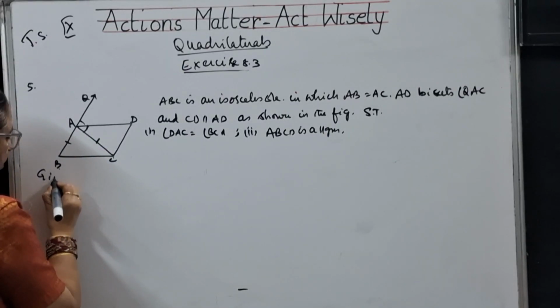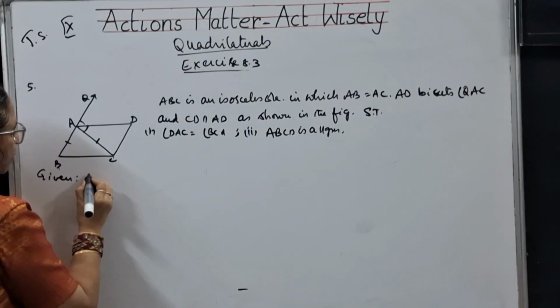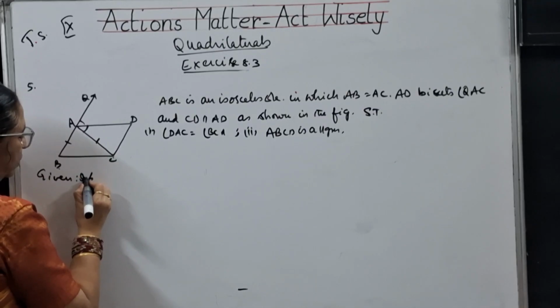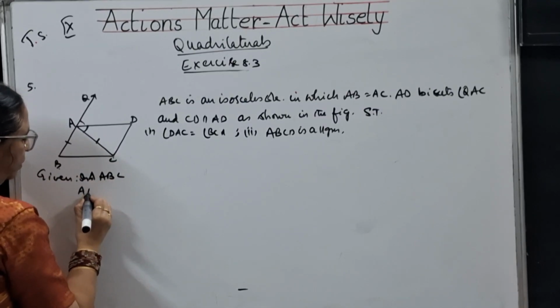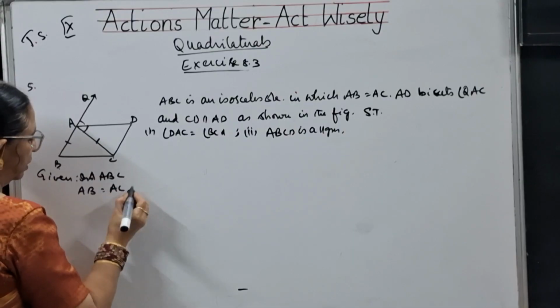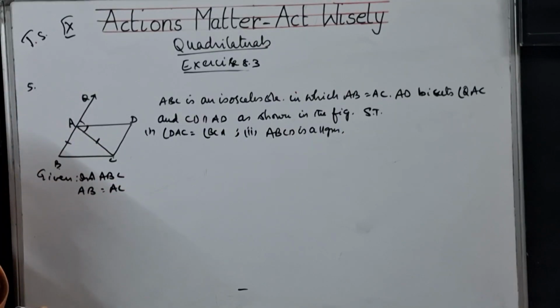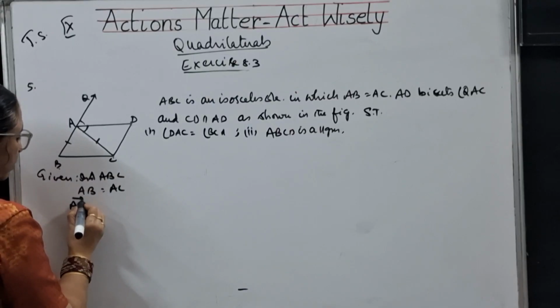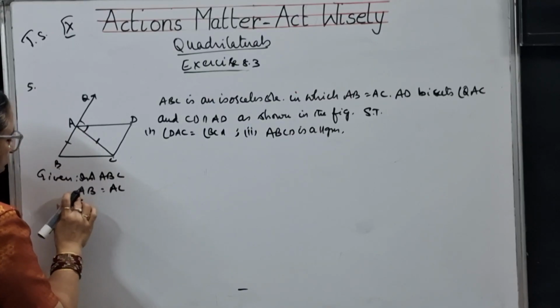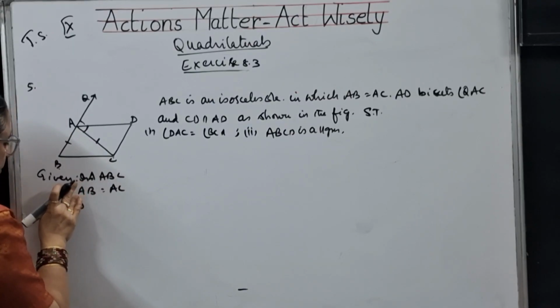So what is given? We have got in triangle ABC, AB is equal to AC and AD, the AD line, it is a line segment.